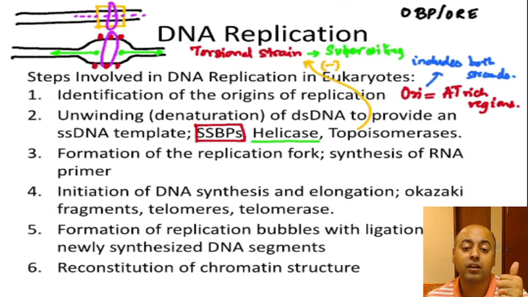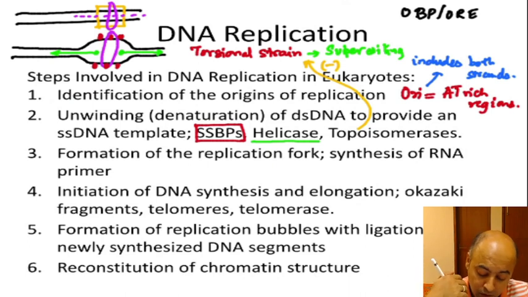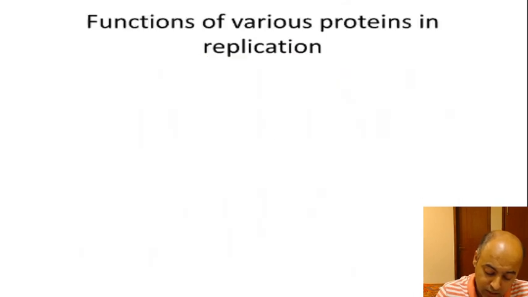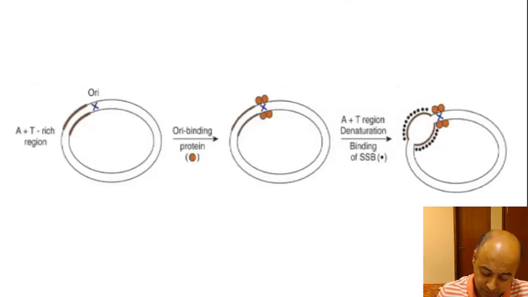So first we start with ori binding protein. After ori binding protein, we have the single strand binding protein, then we have the helicase, and the helicase is working simultaneously with the topoisomerase. Topoisomerase is working, you can say, ahead of the helicase. So at this point we get a structure something like this.